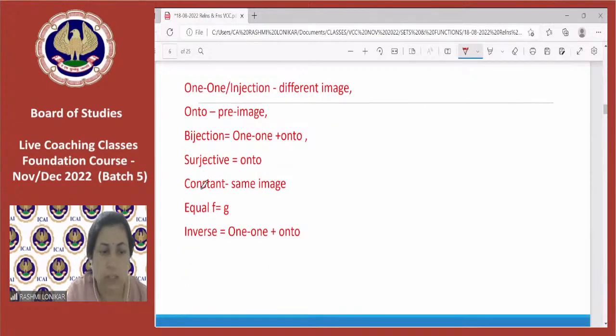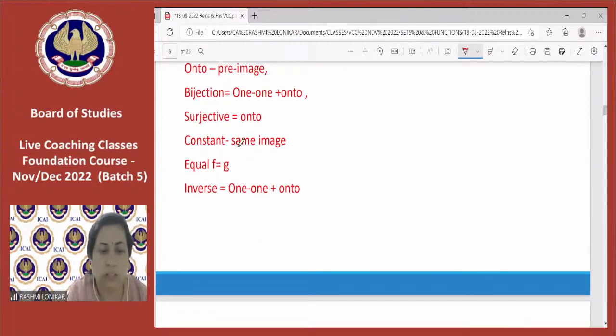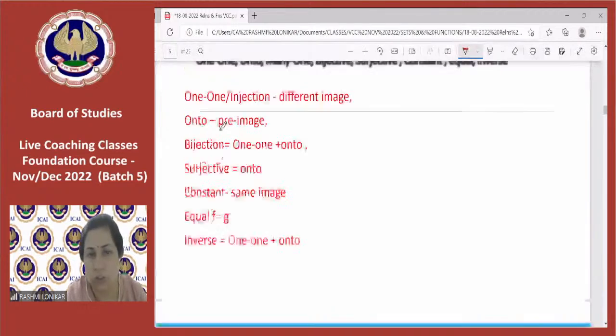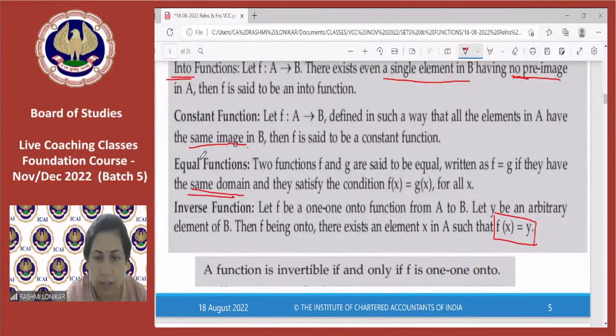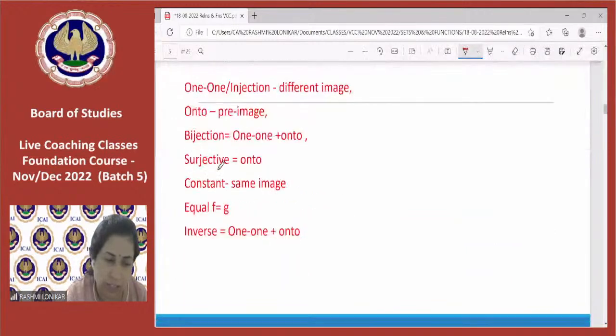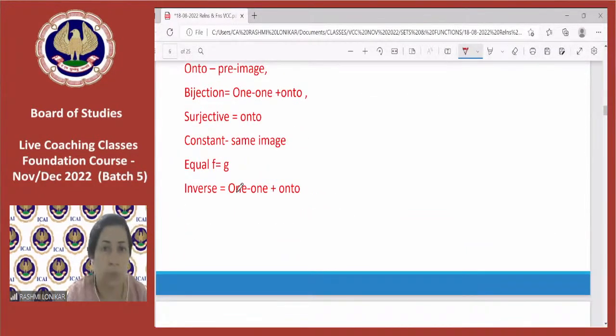What is surjective? Which is an onto function. It is called surjective. What is a 1-1 function called? It is called an injective function. Then what is a constant function? Where every element of A will have the same image. What is an equal function? f is equal to g. What is the condition? That they must have the same domain. Then we say they are equal functions. Inverse function is possible. This is a very important theory question. Inverse of a function can be found out only when the function is 1-1 and onto.